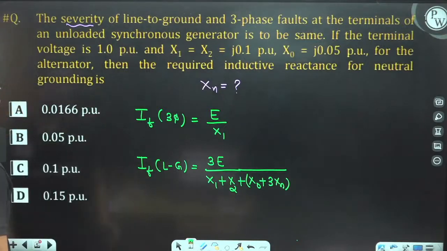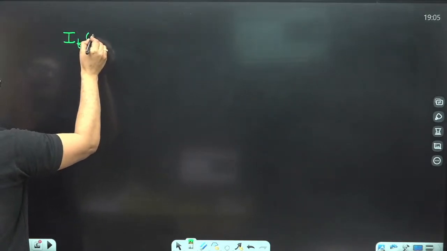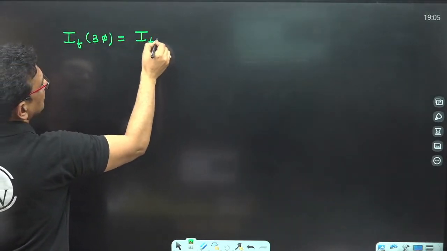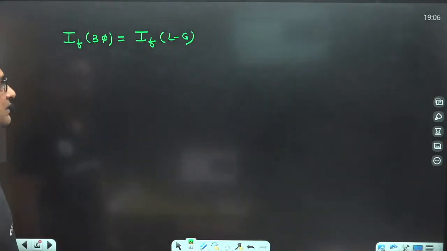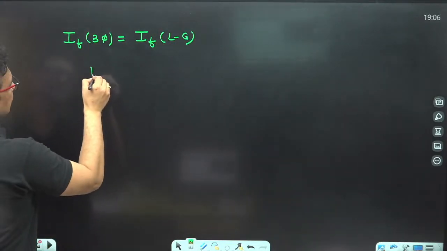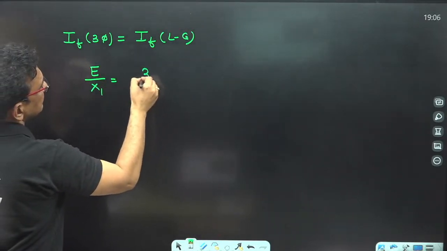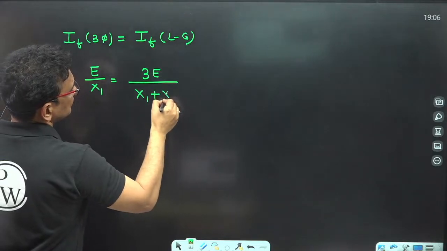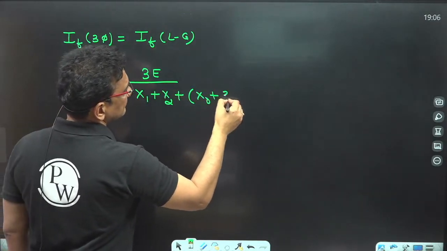So the fault current for the three phase fault should be equal to the fault current for the line to ground fault. The three phase fault current is nothing but E upon X1, and this is 3E upon X1 plus X2 plus X0 plus 3Xn.